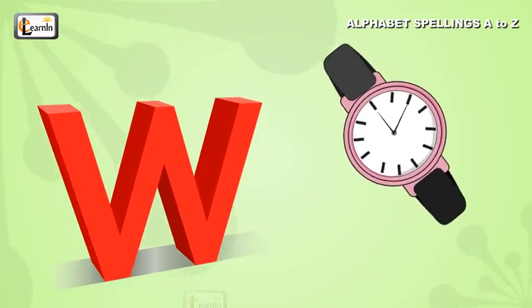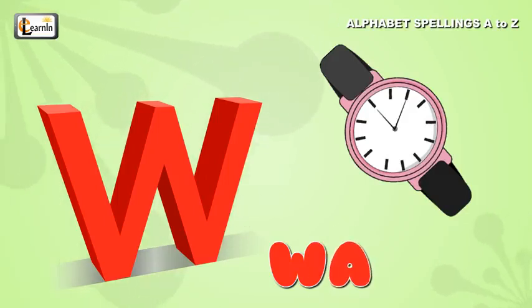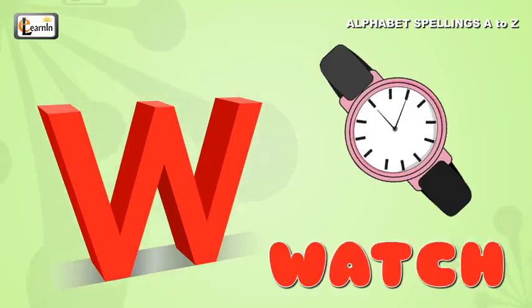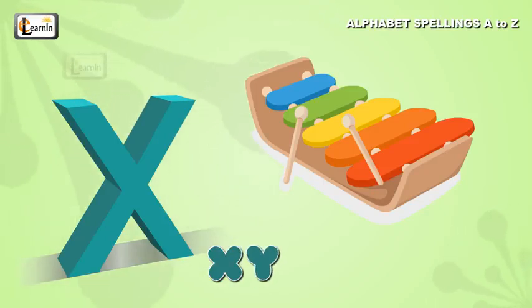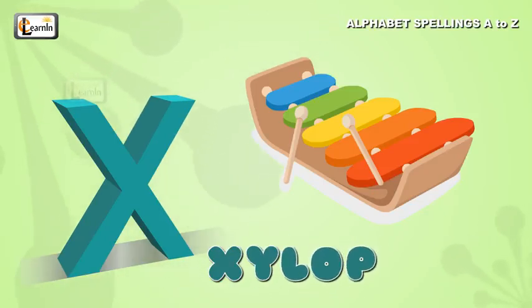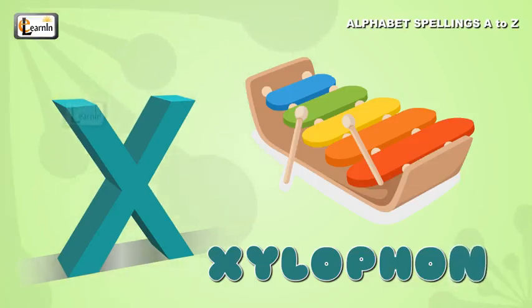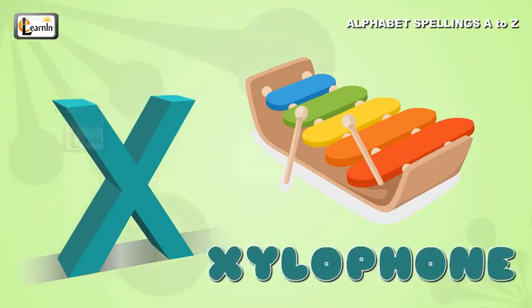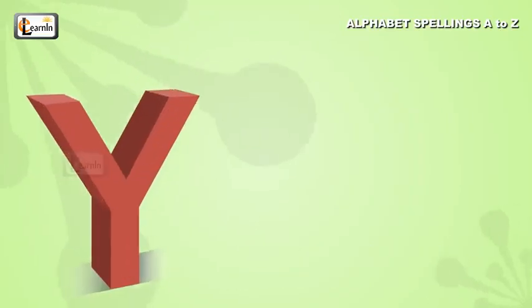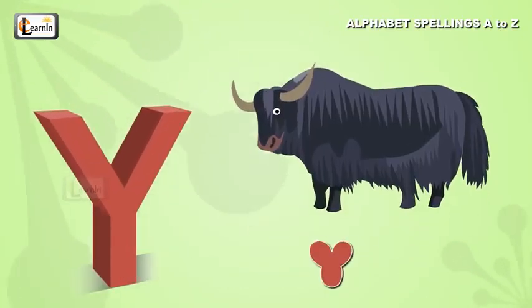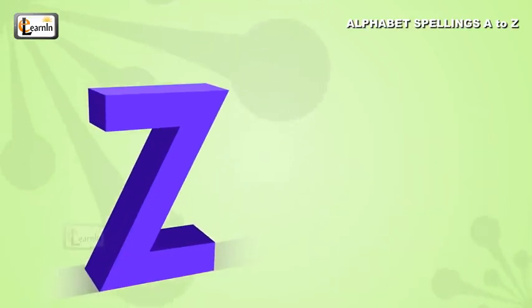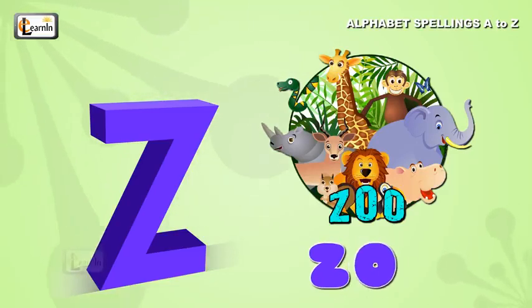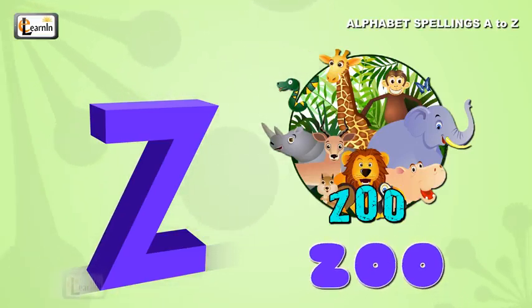W for watch. W A T C H watch. X for xylophone. X Y L O P H O N E xylophone. Y for yak. Y A K yak. Z for zoo. Z O O zoo.